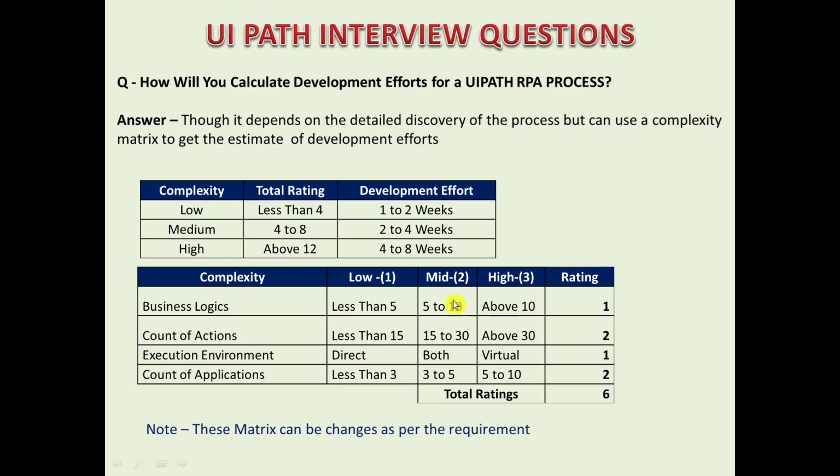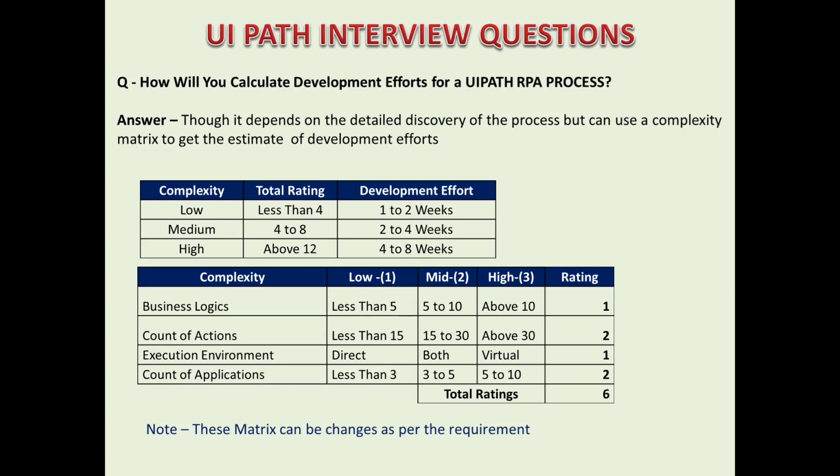We can keep the complexity low, medium, and high. For low it should take 1 to 2 weeks, for medium 2 to 4 weeks approximately, and for high 4 to 8 weeks. But how do we calculate low, medium, and high? We can do it based on a rating across 4 parameters: business logic, count of actions, execution environment, and count of applications, like how many applications are there. And based on that, we can keep a range.